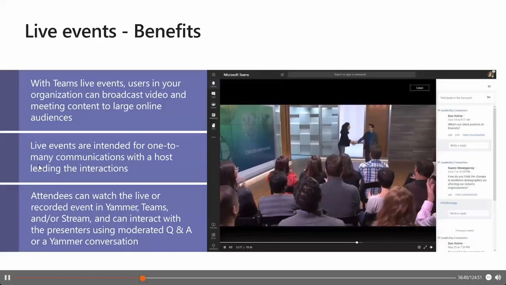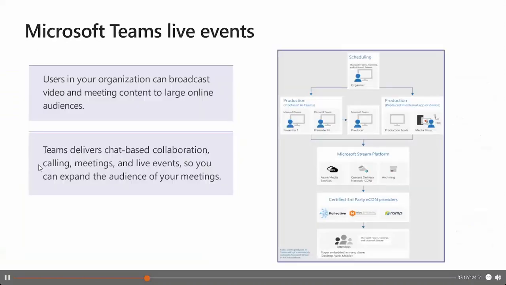On the other hand, obviously, you can use Teams. So you use a standard tool set, a webcam, a headset, what is connected to it, and you are able to work with this setup in a very easy way and go over Yammer as well. So you have two options here, to go to Teams itself or to work through the Yammer integration. Teams delivers chat-based collaboration, calling, meetings and live events, so you can expand the audience of your meeting.